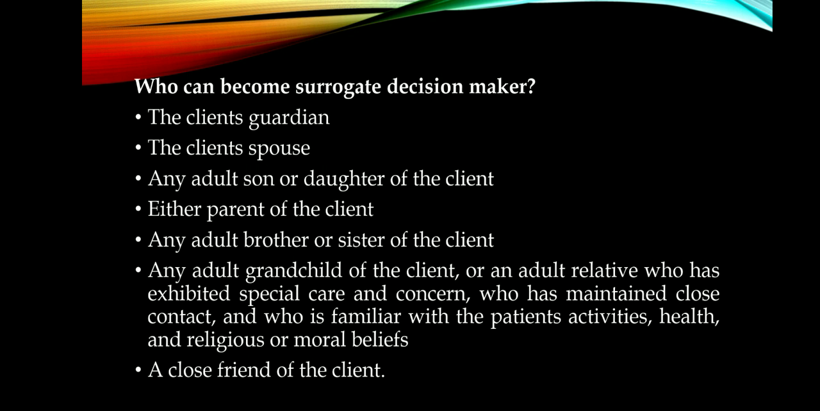Here if you see, there is something in common, that is the relationship of a surrogate decision maker with the patient. All these people are either directly or indirectly related to the patient, and these people have the idea about the values, beliefs, and opinions of these patients. Therefore we can say all those people who have a clear idea about the patient's activities or health or religious and moral beliefs can become a surrogate decision maker for these patients.